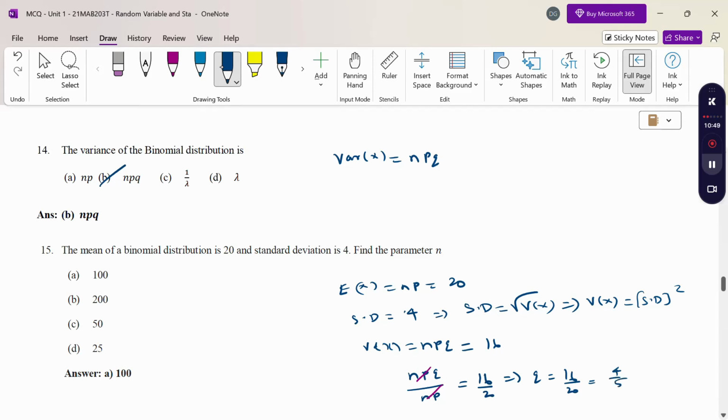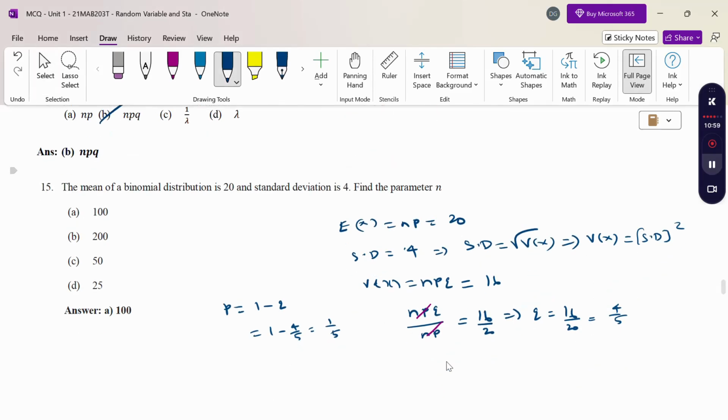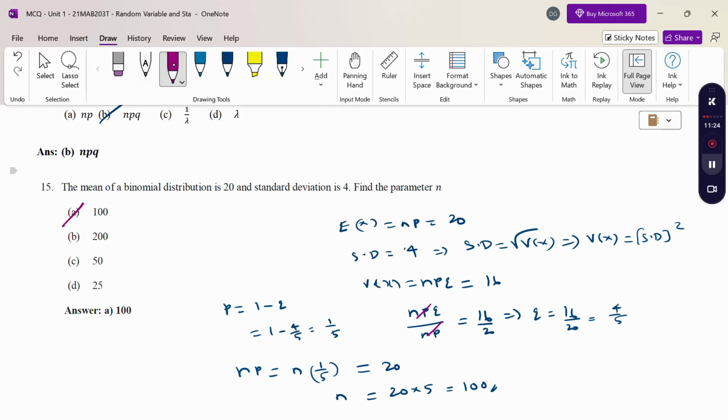From this, what is the value of p? p equals 1 minus q, so 1 minus 4/5 is 1/5. Now what is the value of n? np equals 20, so n into 1/5 equals 20. N equals 20 into 5, which is 100. So the option is A, 100.